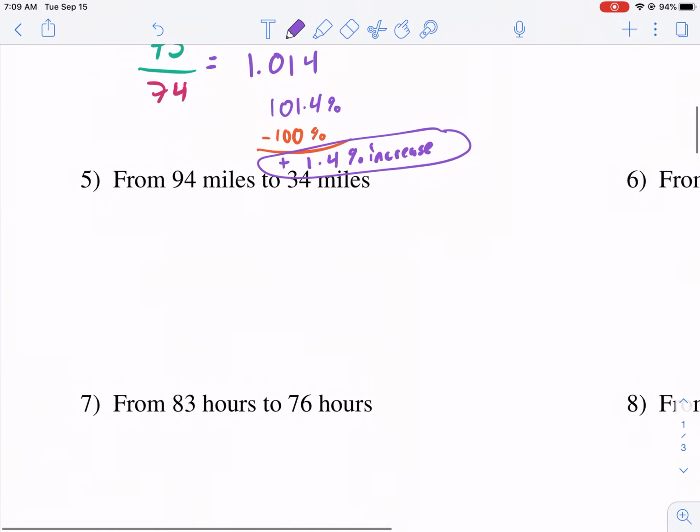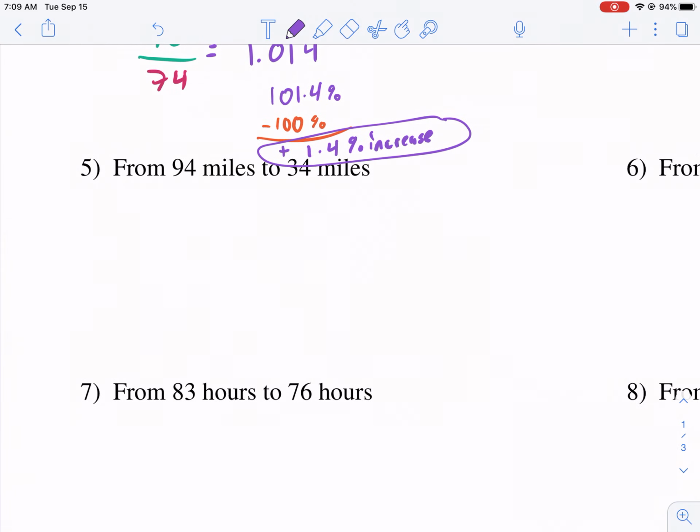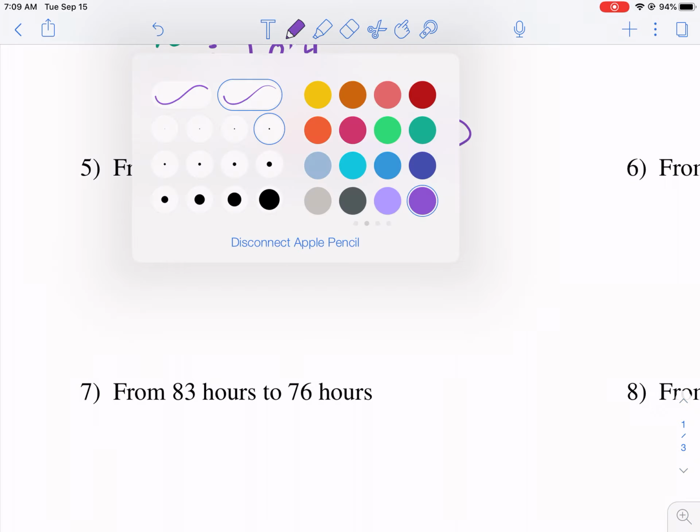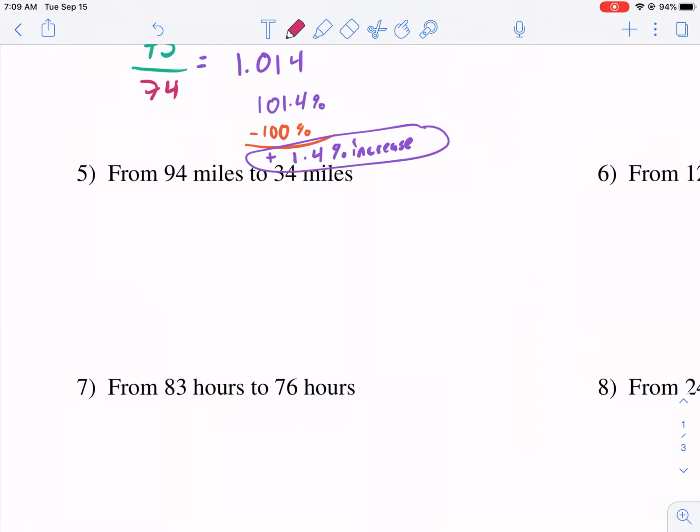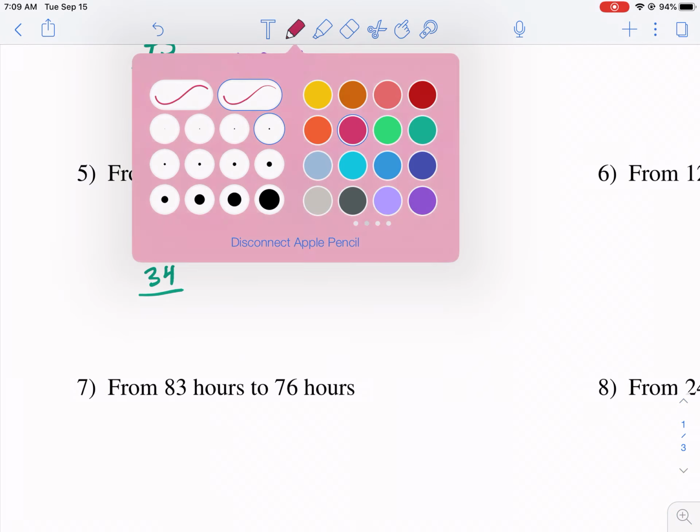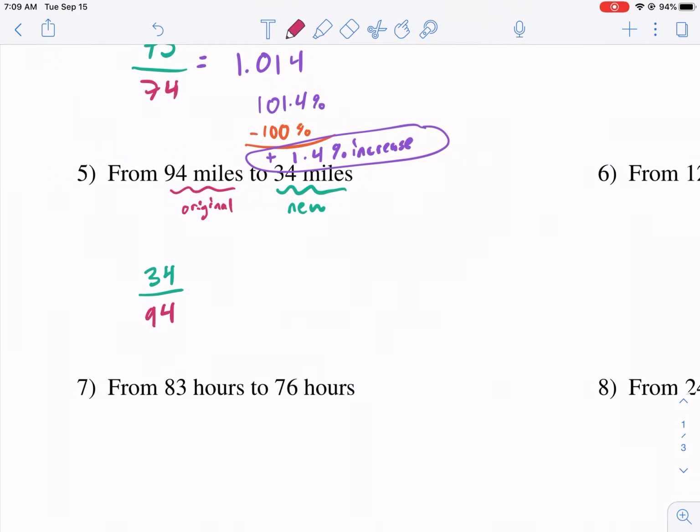Okay, now let's move on to the next one, number 5, miles. So we have 94 to 34. This is going to be the last one I do because I want to keep this short, and I think you'll be able to do the rest from here. So here's the original. The new is 34. Okay, look here. The new is smaller than the original. That's a big red flag for us that something's a little bit different this time. So we're going to take 34 divided by 94.